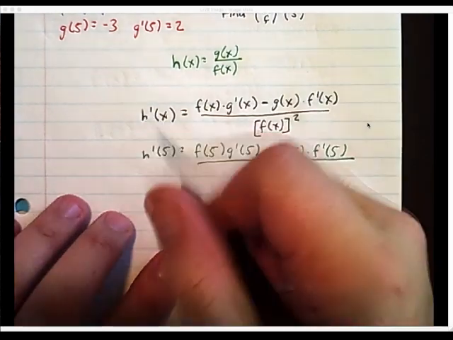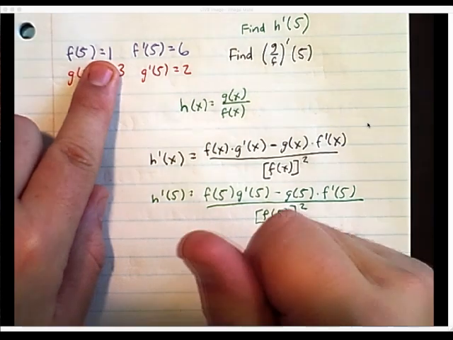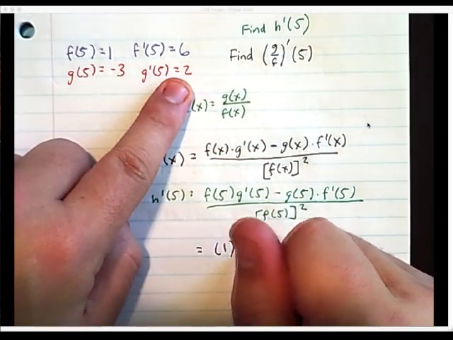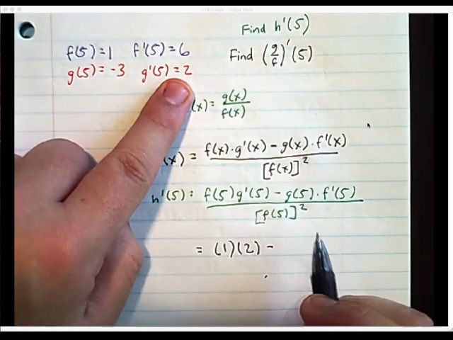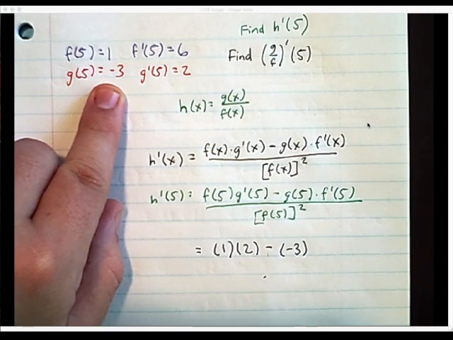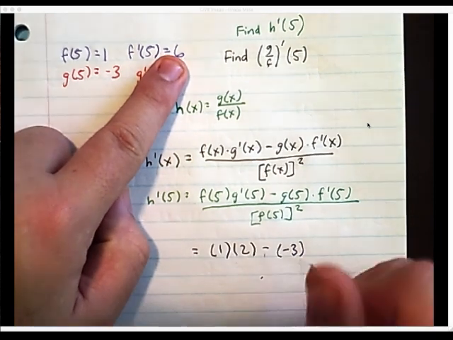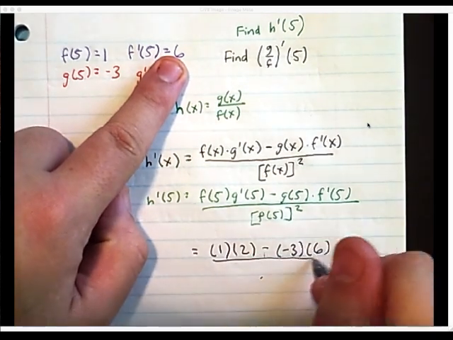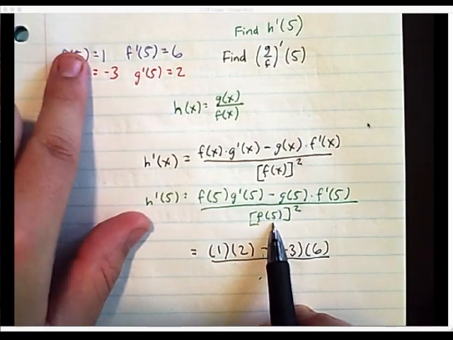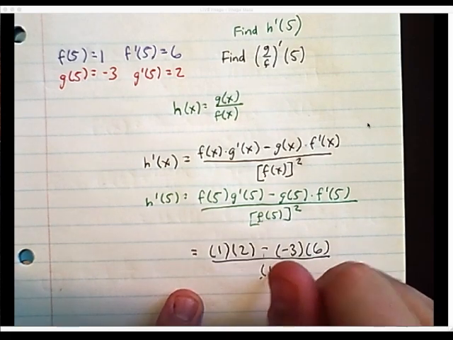Now what I can do is plug in those values that they gave me in the problem. F of 5 equals 1. G prime of 5 equals 2. Minus g of 5 equals negative 3. Don't forget that minus sign. Okay. F prime of 5 is 6. Now it says f of 5, just be careful, f of 5 again was 1. And it was the same number we put in that very first spot, squared.